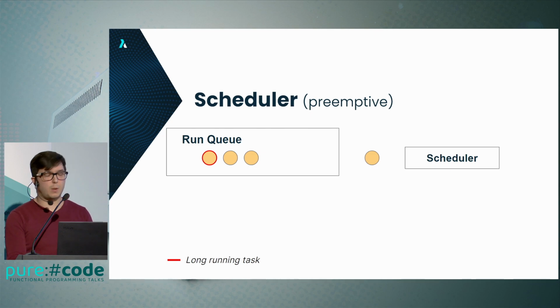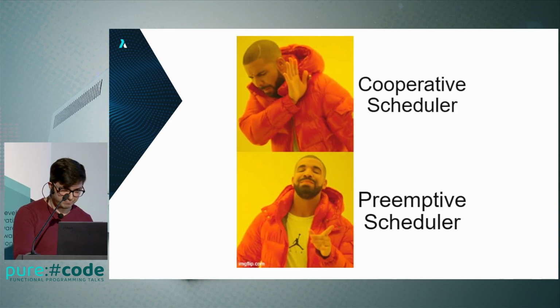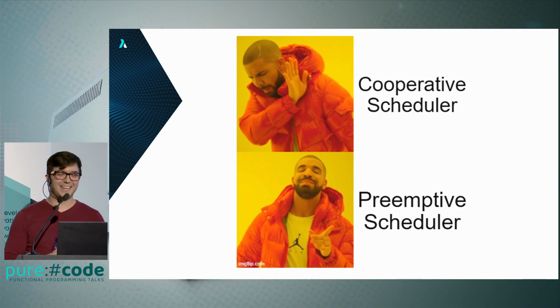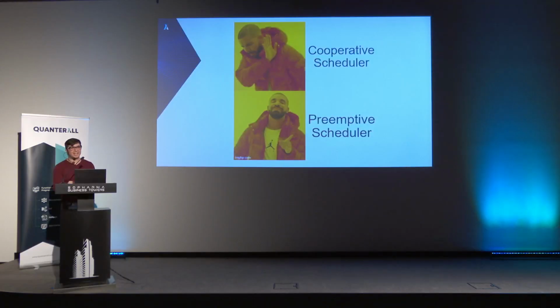Of course, this is just a basic overview of what the Beam scheduler does, but it's what gives Beam languages their concurrency model. This meme kind of tries to summarize the two schedulers. And of course, this doesn't mean that cooperative schedulers are bad. It means that they haven't been designed with concurrency in mind.